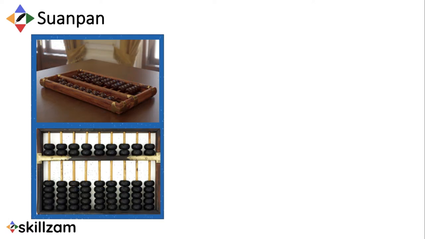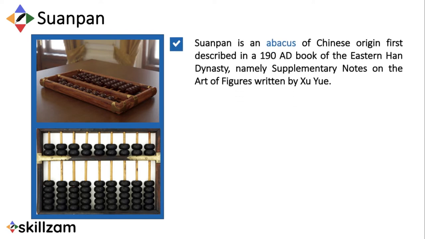Suan pan. The abacus was initially used for arithmetic tasks. The Roman abacus was developed from devices used in Babylonia as early as 2400 BC. Suan pan is an abacus of Chinese origin, first described in 190 AD Book of Eastern Han Dynasty, written by Xu Yue.